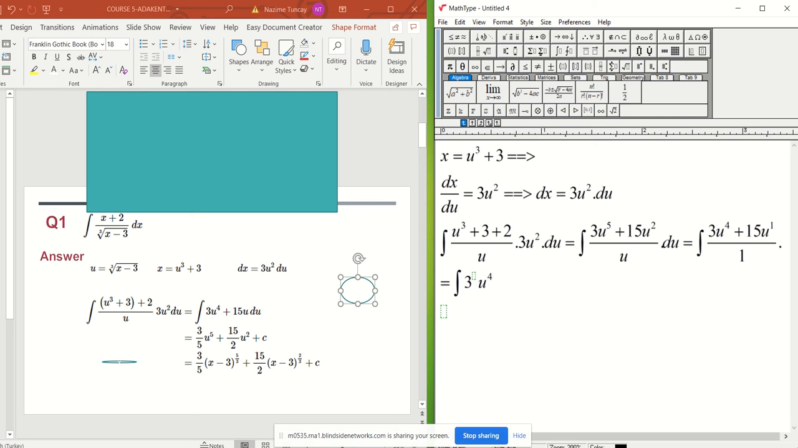Yes, and this is plus 15u. Okay, so we have 3u to the power 4 plus 15u du. You can either have a bracket here, or you can directly write du. Okay, this is du. Good.